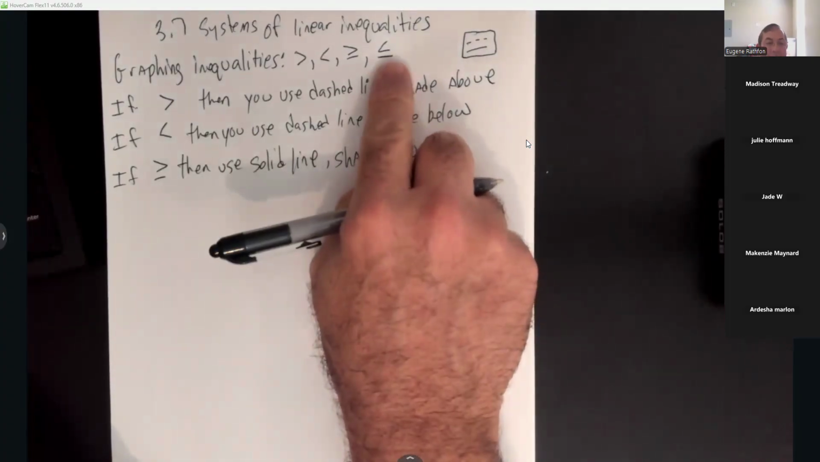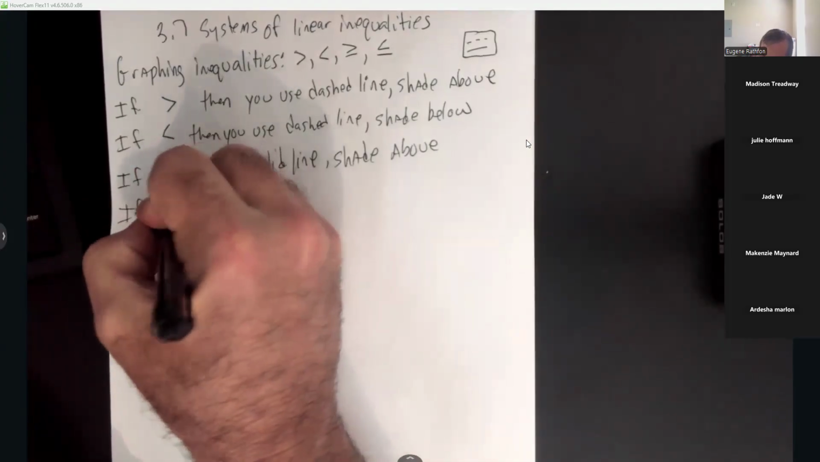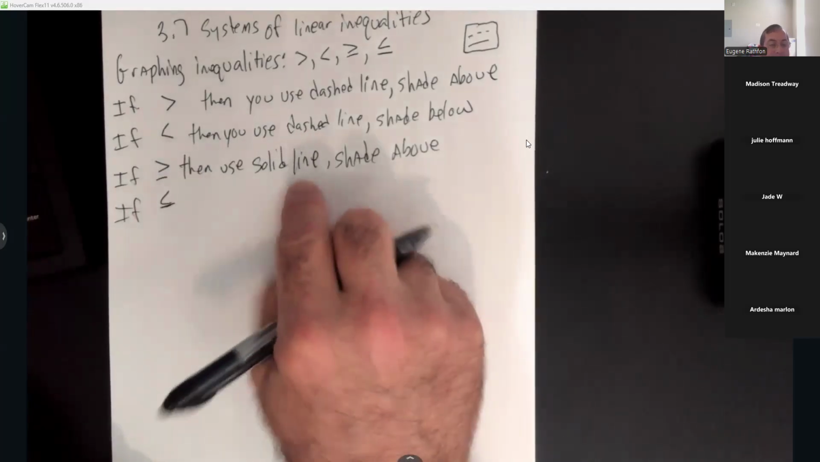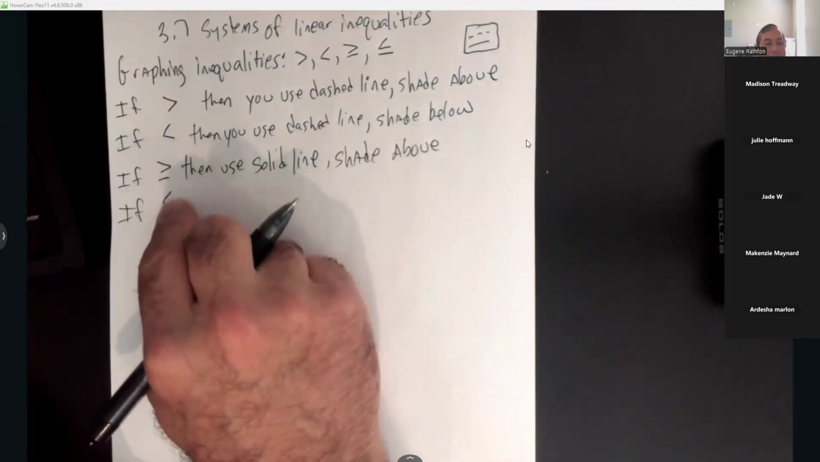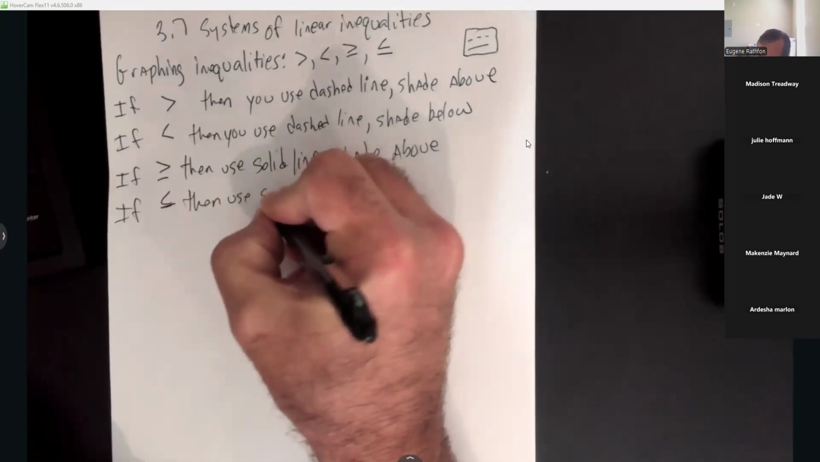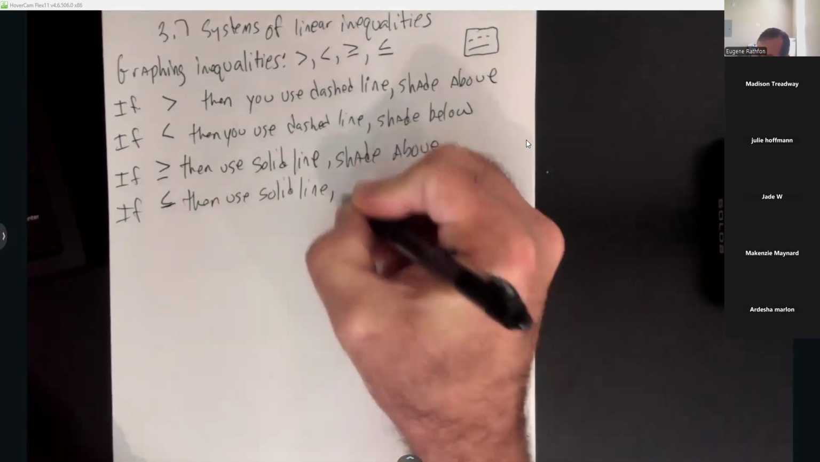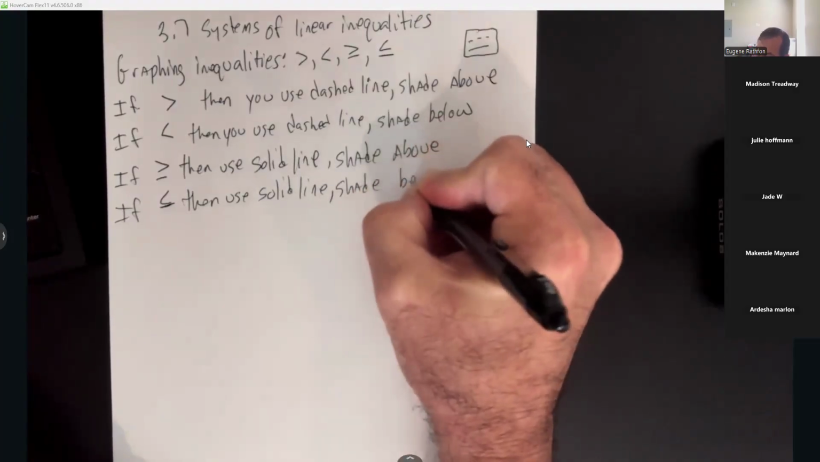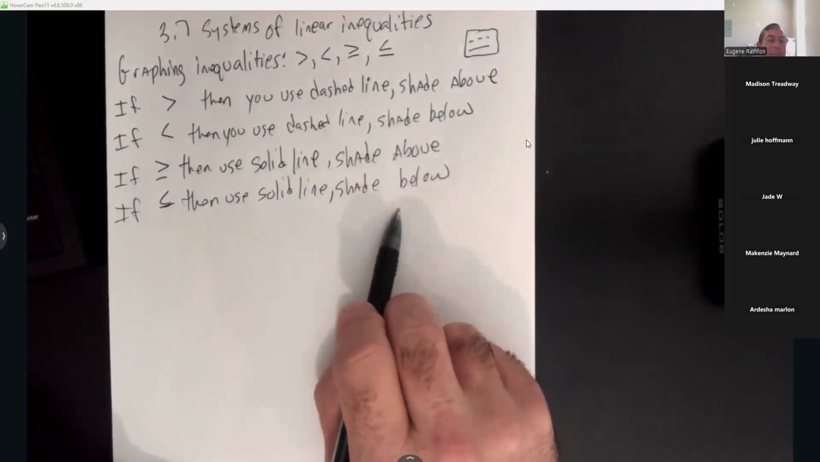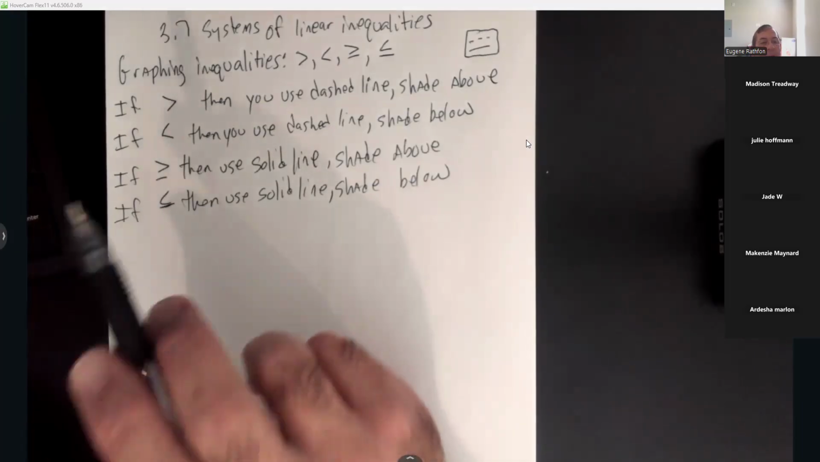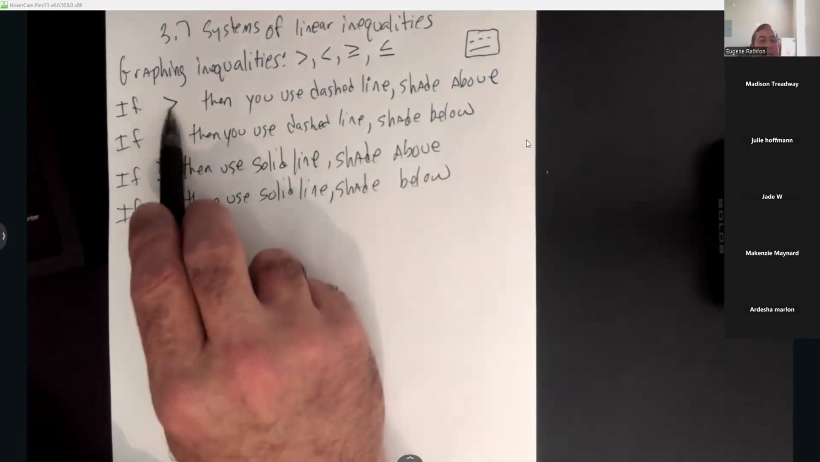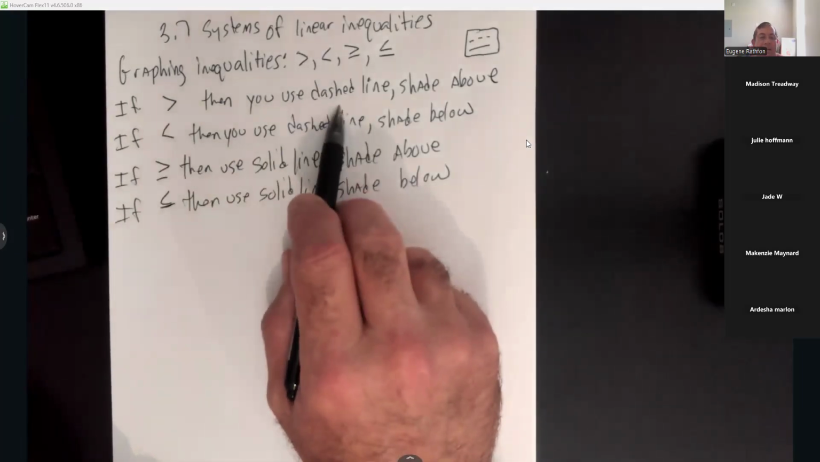And then finally, we got what? Less than or equal. If it's less than or equal, then we're still going to use a solid line. So anything that has equals in it is going to use a solid line, and it's going to shade below. So notice both of these that were less than are going to shade below, okay? The only difference on them is, like I said, if it had equals on it like these two, you're using a solid line. If it doesn't have the equals, you're using dashed lines. Okay?